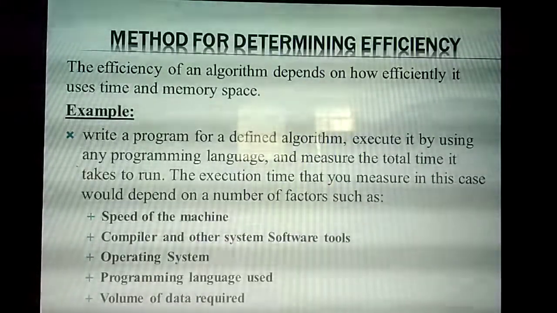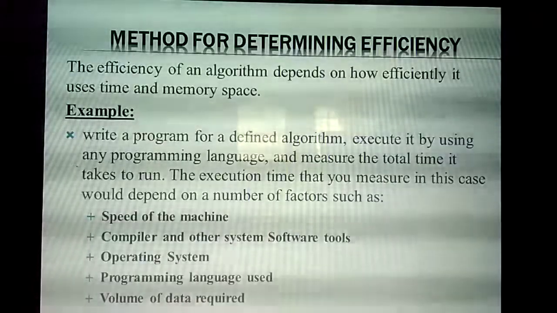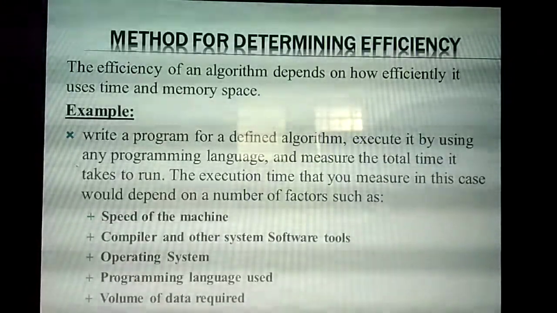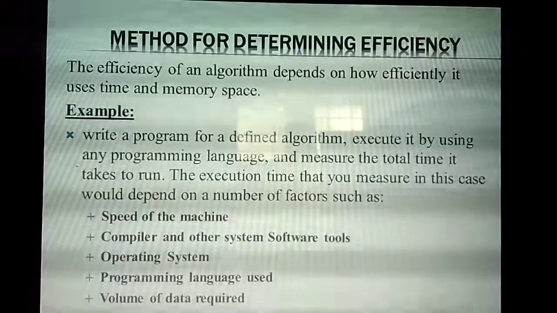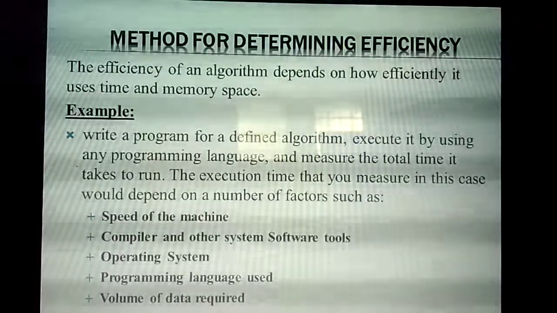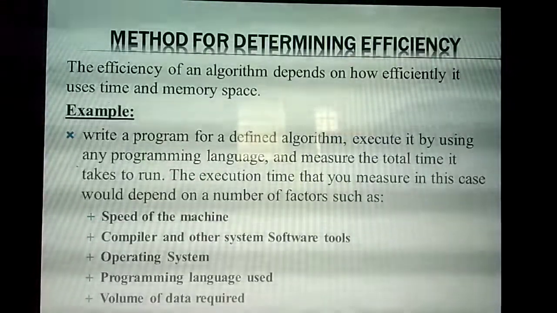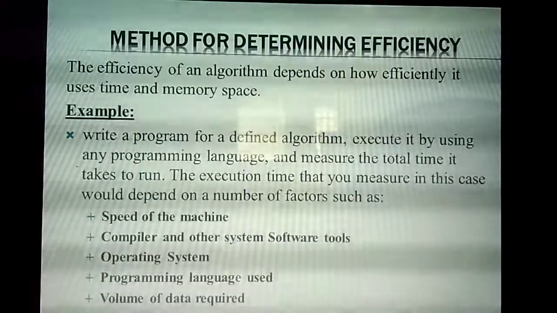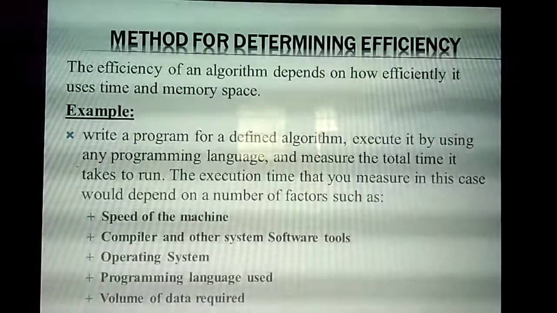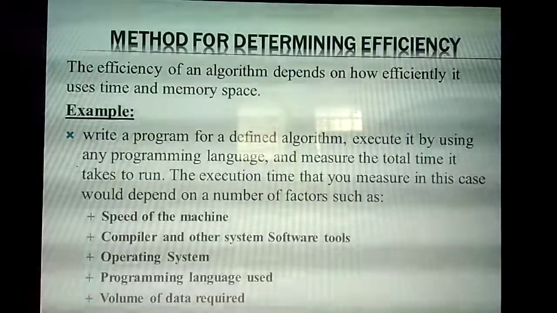Okay, so the execution time always depends on what factors? Speed of the machine. So what's the first factor? Speed of the machine. Next one is the compiler. Which compiler are you using? For example, a C program means which compiler? C compiler. Java means Java compiler. Python means Python compiler. Next one is operating system.